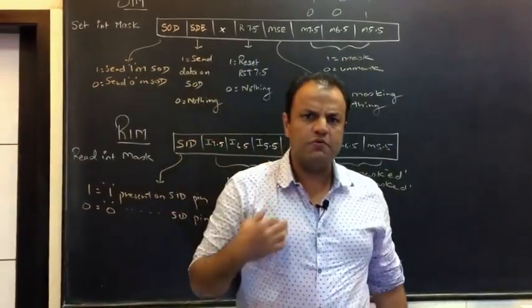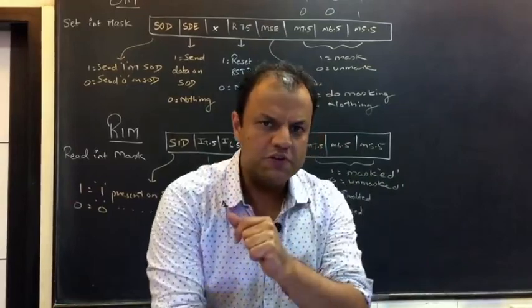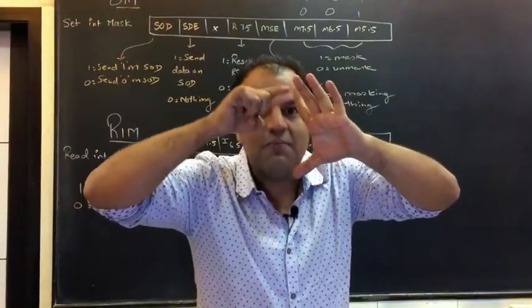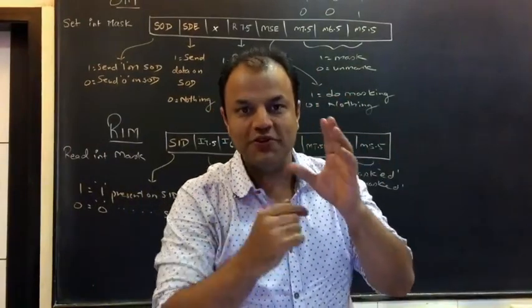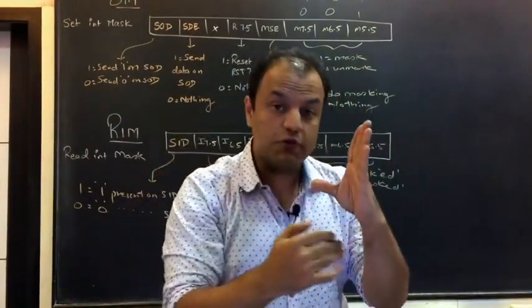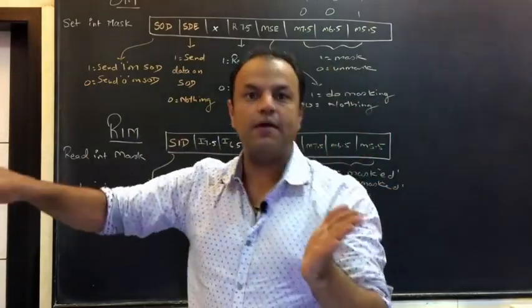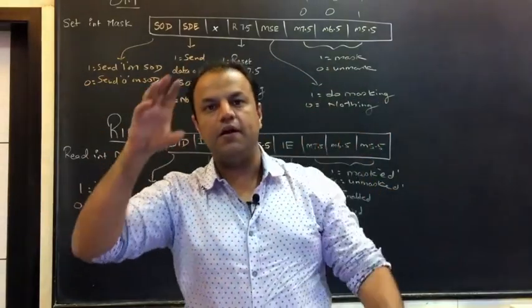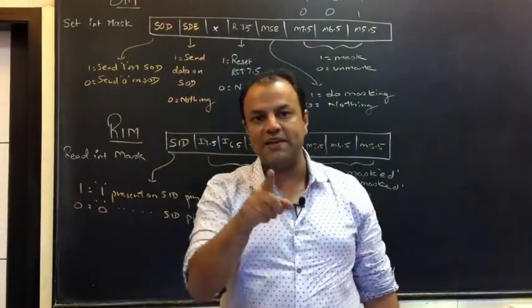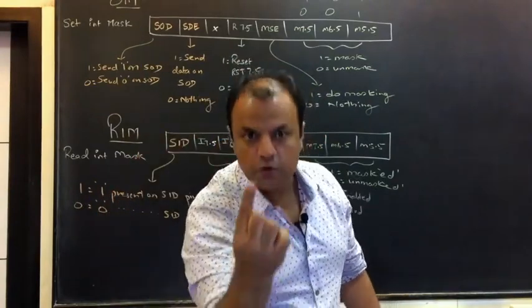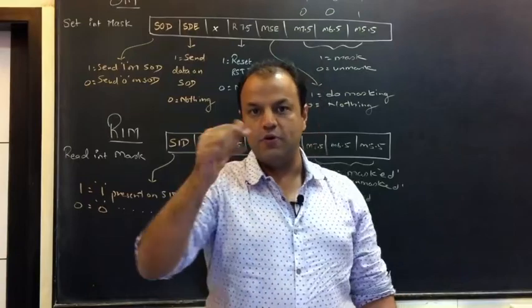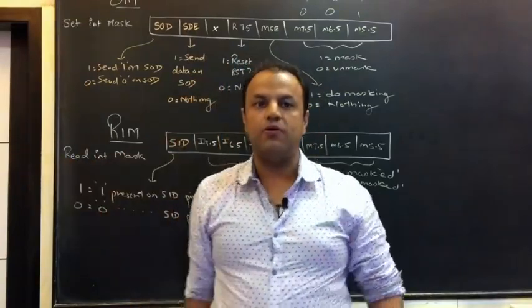When I unmask 7.5, what is my intention? Do I want to service the interrupt that occurred during the mask time, during the unwanted time, or do I want to service new interrupts? I want to service new interrupts. But to service new interrupts, I have to first clear out the previously existing interrupt on 7.5. Because 7.5 is edge triggered, if it's already high, it should not be allowed. It should be allowed if it goes from 0 to 1. So if it's already 1, I have to first clear out that interrupt.